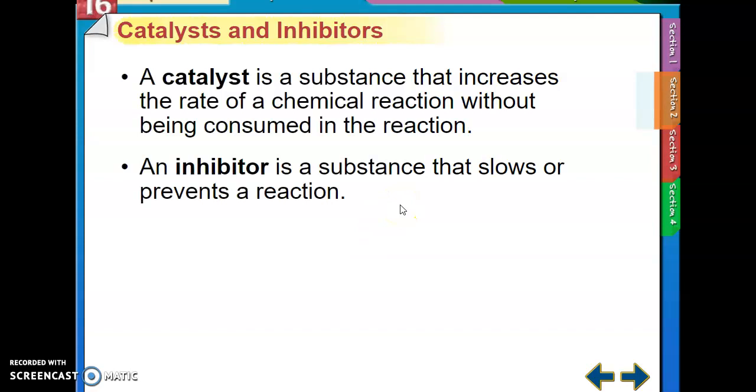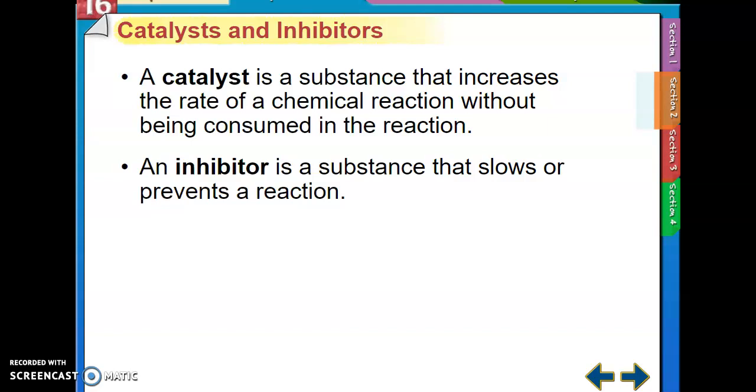A catalyst is another way we can increase the rate. A catalyst is a substance that generally just increases the rate of the reaction, but it's not consumed in the reaction. An example of this is enzymes. Enzymes that occur in your body help facilitate the reactions that need to happen. Like digestion, for example, those enzymes in your digestive system help speed the reaction up without being consumed. They don't get taken up at all. They just come in, bind with reactants, and then eventually get released.